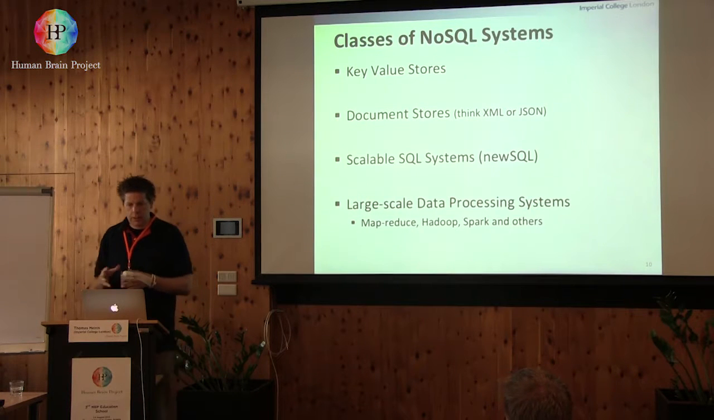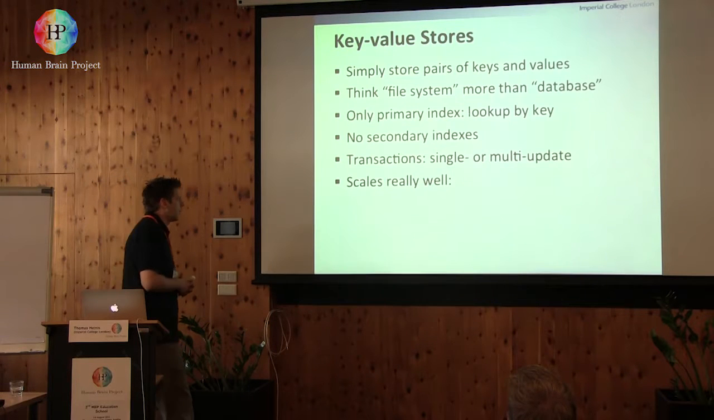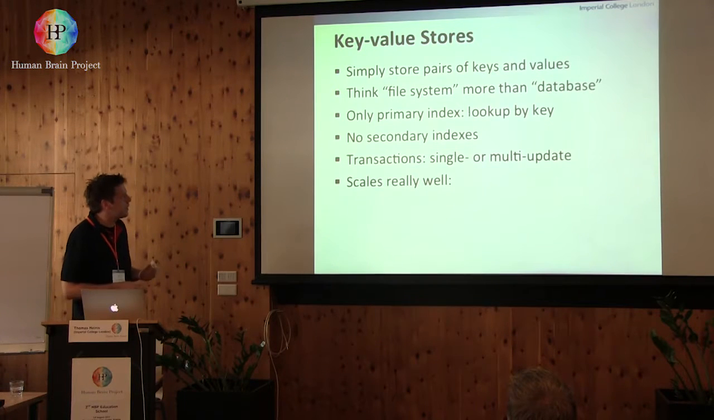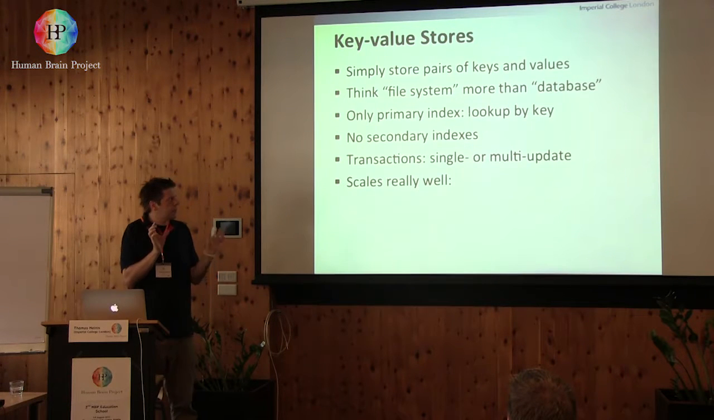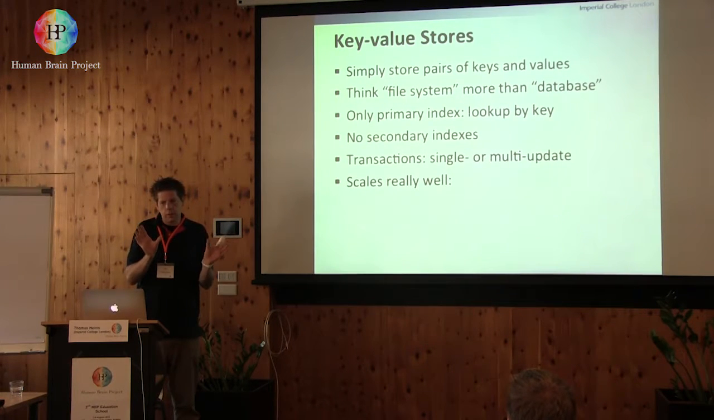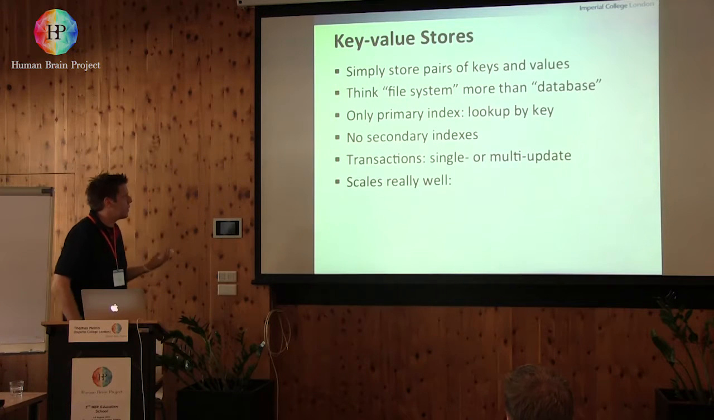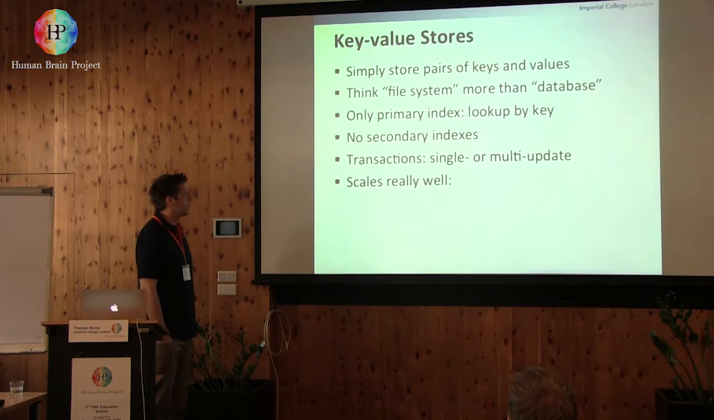So let me start by talking about key value stores. Key value stores are very simple. You store a pair of keys and values, really. That's all there is. When I compare it to a file system or database, your key is the file system path, the file path, and the value is the file. So it's very much like a file system. It's just for objects associated with one key.